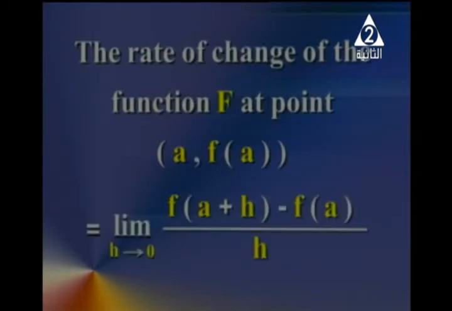Dear student, the rate of change of the function f at point A, f of A, equals limit when h tends to 0 of f of A plus h minus f of A over h. Remember? What is the meaning of the rate of change of the function f at the point A? Look at the point A, f of A. What do you mean? If we have A equal 3, then f of 3, this point 3 and f of 3. The rate of change equals limit when h tends to 0, f of A plus h minus f of A over h.